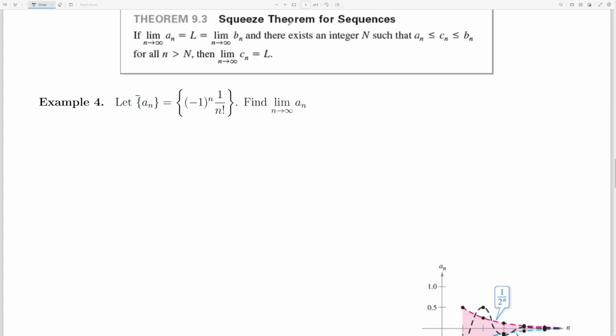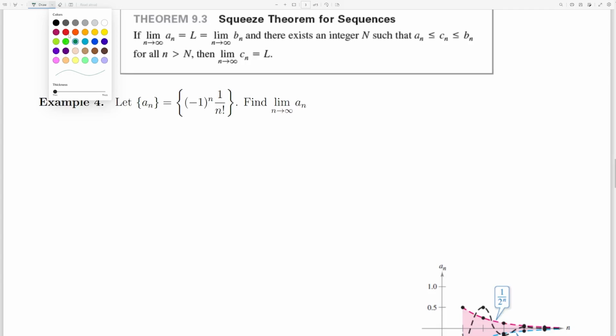In this example, we're asked to find the limit of the sequence a sub n defined by negative 1 to the power n times 1 over n factorial. The first thing is we need to realize that we cannot just use the theorem we used before and change this into a function f of x, because we don't know what x factorial is if x is not a natural number.